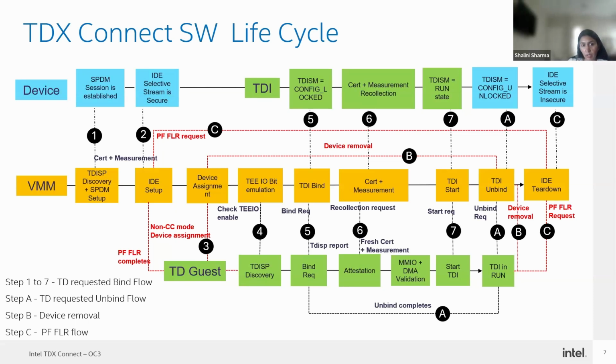So let me talk about the TD requested bind flow. In the TD requested bind flow, it is the TD that requests the trusted security manager to transition the device from a non-CC mode to a CC mode. This is facilitated through the VMM and through the TSM, which is the trusted security manager.